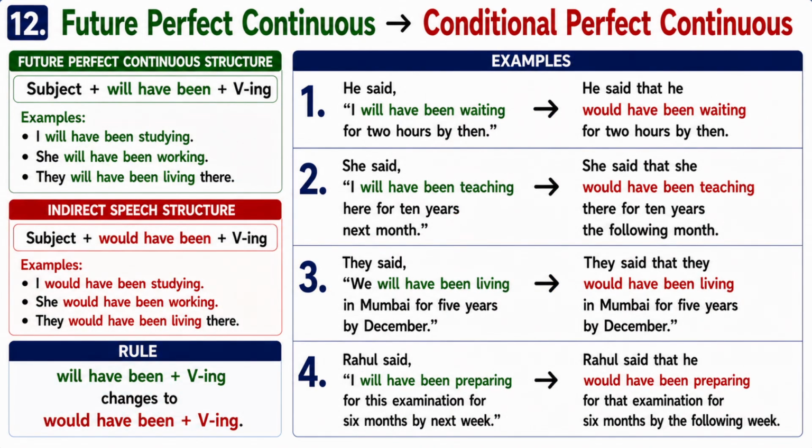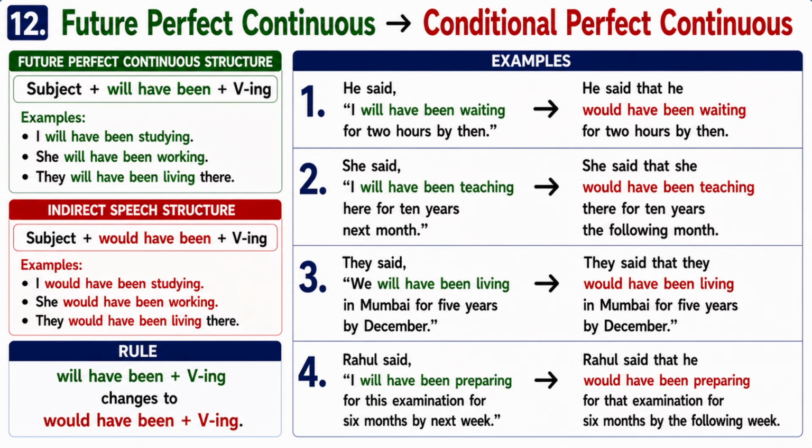The 12th tense change is future perfect continuous changing into conditional perfect continuous. The structure of future perfect continuous is subject plus will have been plus verb ing. Examples are, I will have been studying. She will have been working. They will have been living there.